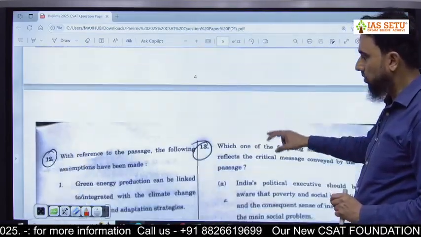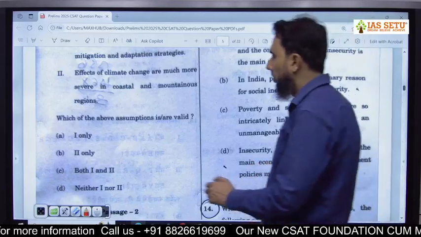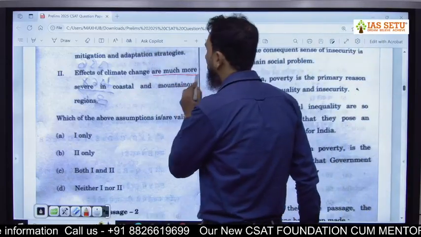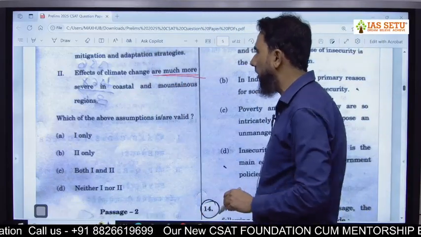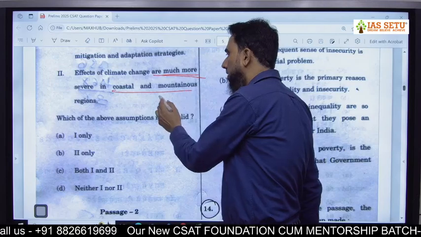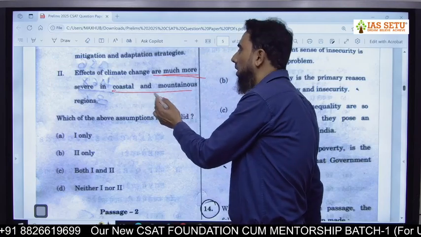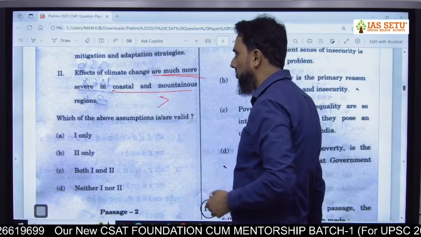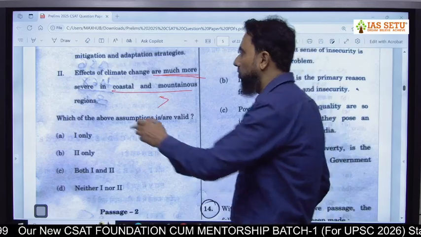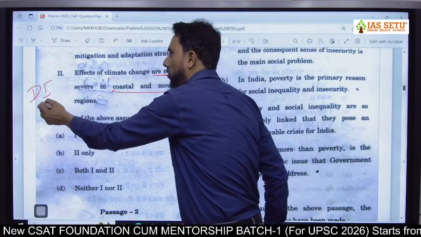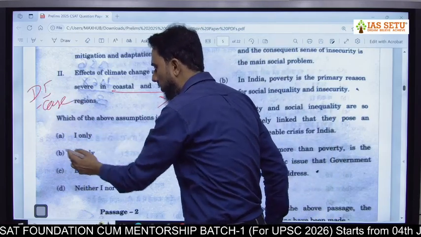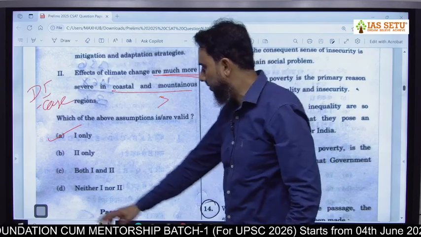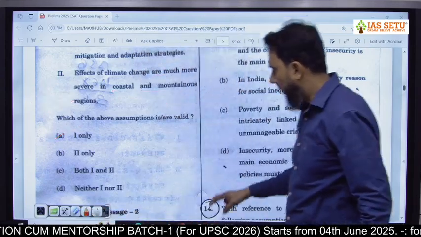For question number 12, statement number 2, that effects of climate change are much more severe in coastal and mountainous regions, it means they are more serious than the areas of Rajasthan or Gujarat, the areas with desert. We don't have data support for this. So it's a DI case, data inadequate case, and hence the second is out. Only one is correct. Option A.